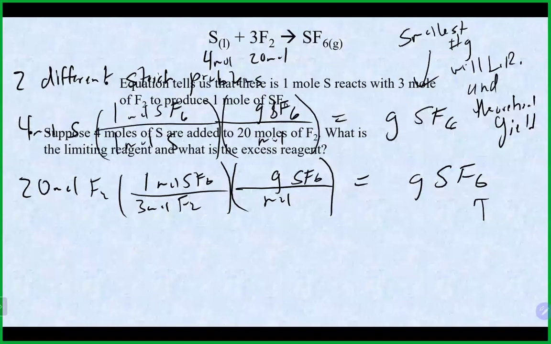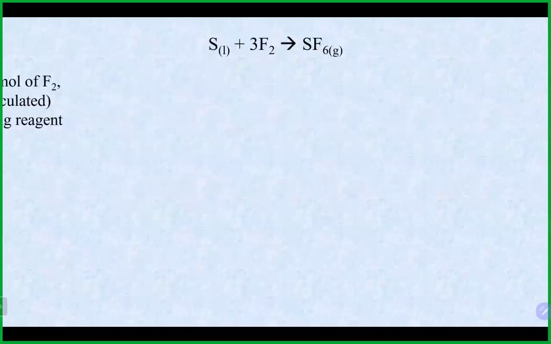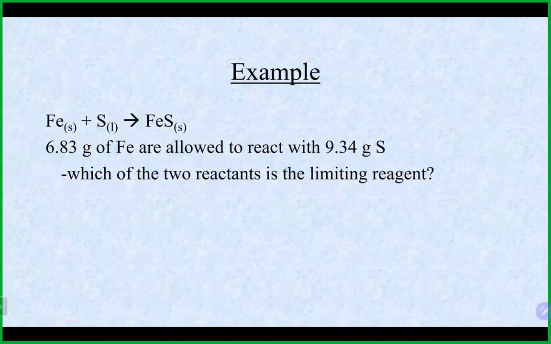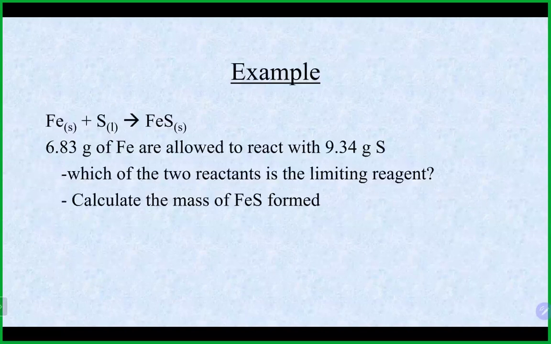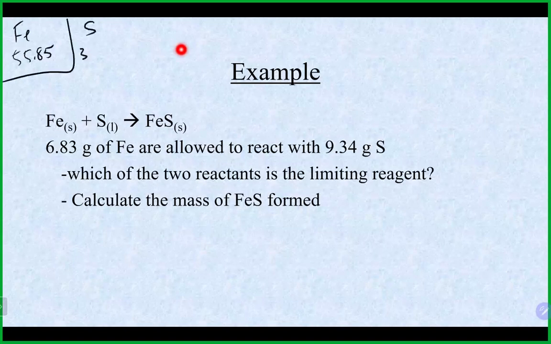All right, let's take a look at one here. Why don't you give this a go? We have 6.83 grams of iron allowed to react with 9.34 grams of sulfur. Which is the limiting reagent, and how much FeS will be formed? Iron is 55.85. Sulfur is 32.07.